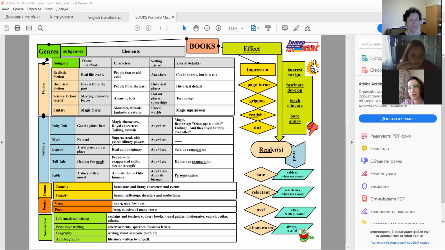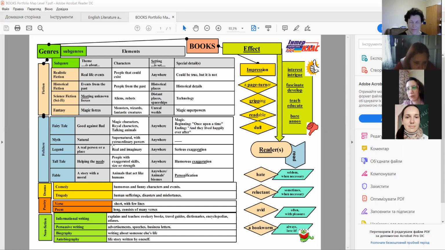Good. Marina, tell about the legend. Legend. The theme is about a real person or a place. Characters: real and imaginary. The setting is anywhere. And a special detail is serious exaggeration. Exaggeration means перебільшення. So serious exaggeration, серйозне перебільшення. I mean not humorous. Give me an example of a legend.